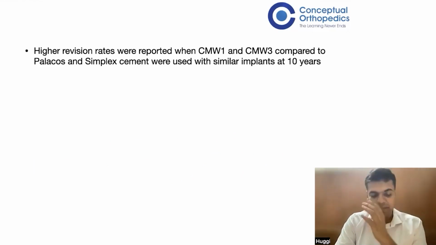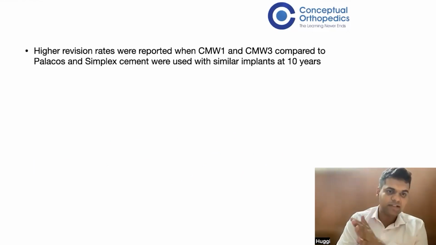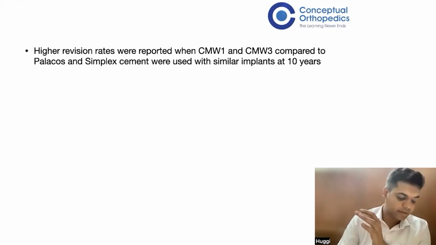But overall, according to Norwegian registry data, and I think Australian or New Zealand registry data, I'm not sure, the registry data have shown that CMW1 and CMW3 have high revision rates compared to Palacos and Simplex. Palacos and Simplex are considered to be high viscosity cements.